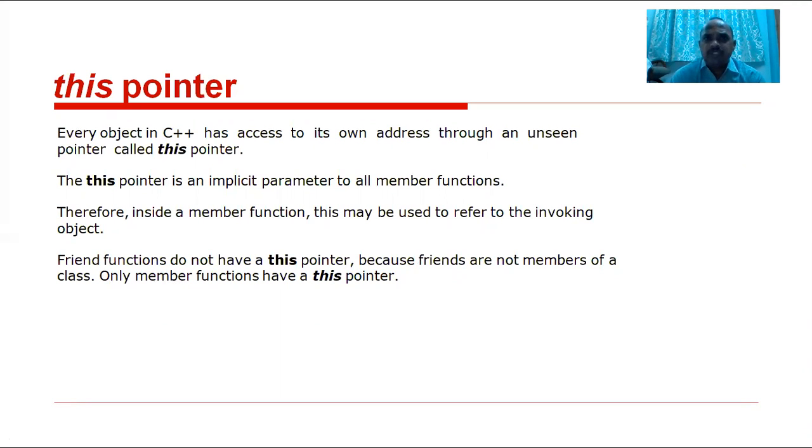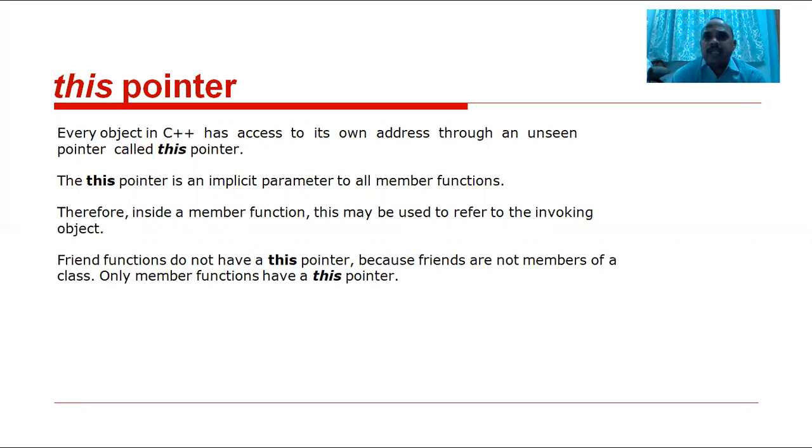Clear? Friend functions do not have this pointer. This is also another quiz test. I mean, slip test means quiz question. Friend functions do not have this pointer. Because friends are not members of a class. That's why this pointer is not allowed in friend functions. Clear? Only member functions have a this pointer.